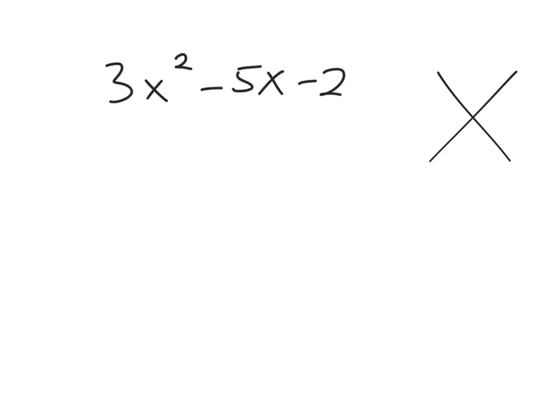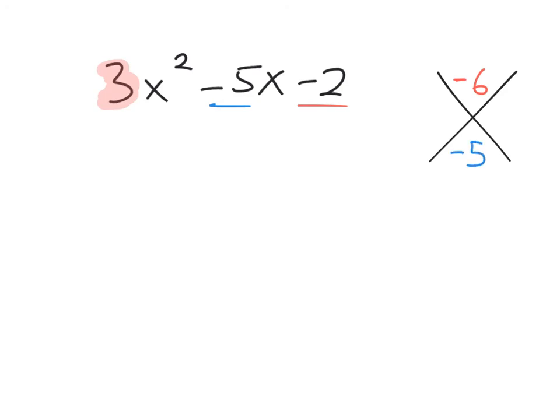So first thing I might notice is that my lead coefficient is 3. It's not 1. So that means I'm going to need this extended process. And so what's going to go on the top of my diamond is going to be 3 times negative 2. So 3 times negative 2 is negative 6. And then that same middle number is just going to go on the bottom just like it always does.